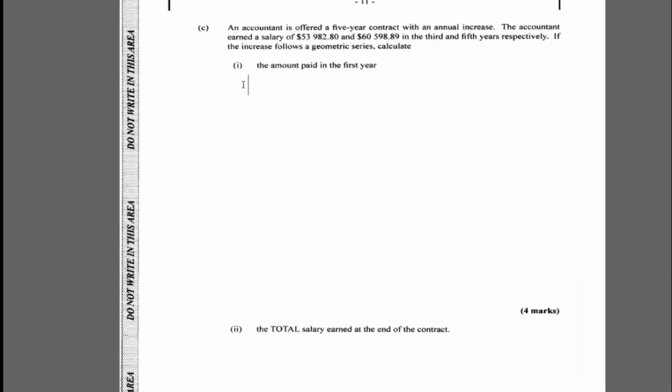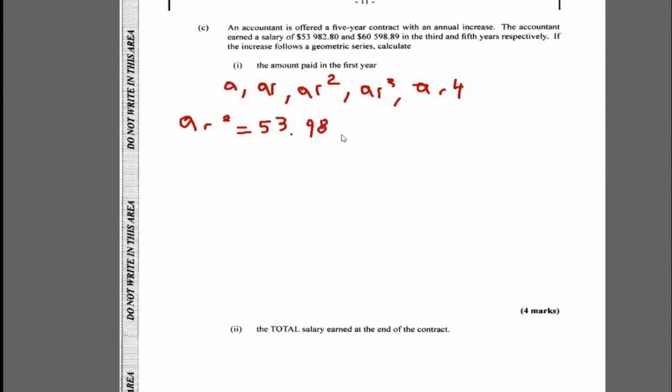So to calculate the amount that he is paid in his first year, we go right here. We know how much he's paid in his third year. For any geometric progression, the first term we know is A, the second term is AR, the third term is AR squared, the fourth term is AR cubed, and the fifth term is AR to the fourth. What does that mean? That means that the third term, which is AR squared, is equal to 53,982.